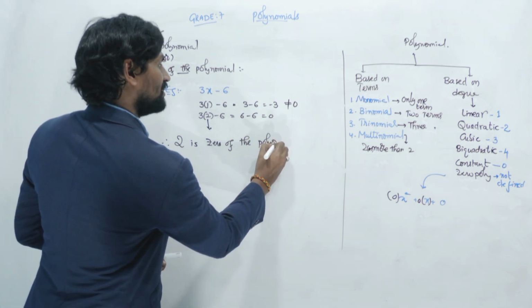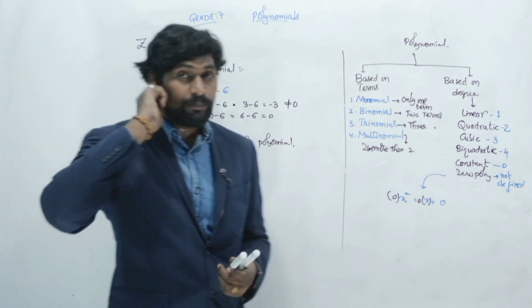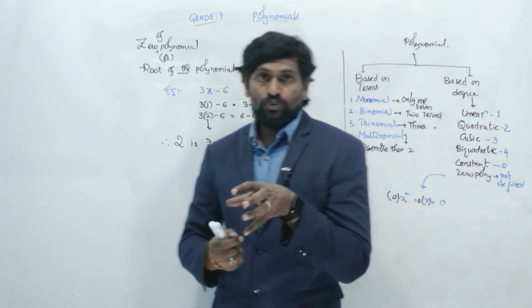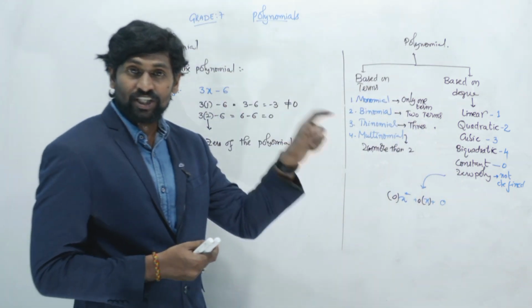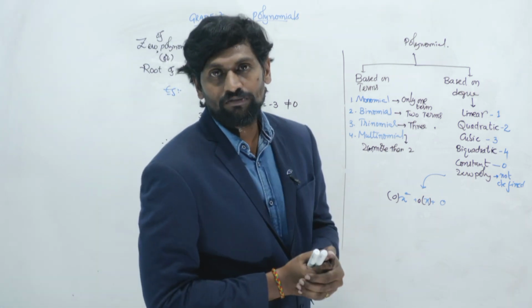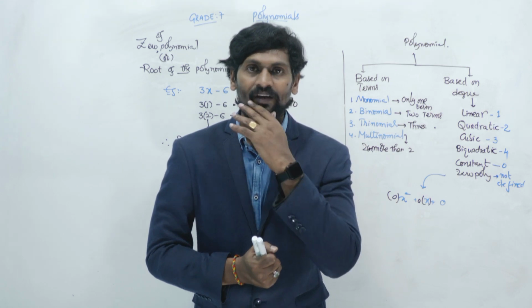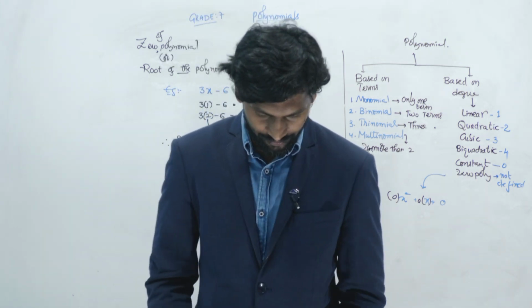2 is called zero of the polynomial. Clear? So zero of the polynomial, or root of the polynomial, is nothing but a value for which the given polynomial becomes 0. That value is called zero of the polynomial or root of the polynomial. Okay, now let us go through the concept based questions.